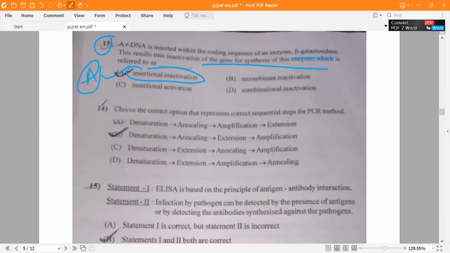Then there are PCR stages. So what are these? Denaturation, annealing, extension, and amplification. So all these are the stages. So it is B.